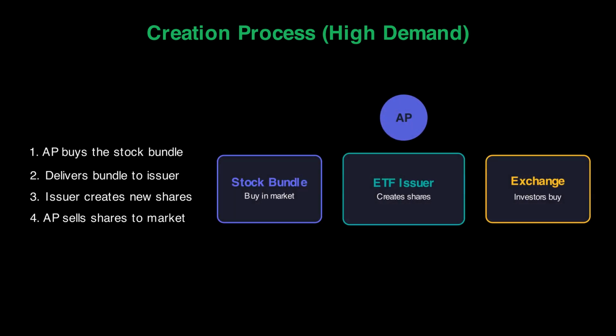The AP buys the underlying stocks in the correct weights. They deliver that stock bundle to the ETF issuer. The issuer creates a new creation unit and hands it back to the AP. The AP sells those ETF shares into the market, increasing supply and cooling the price.